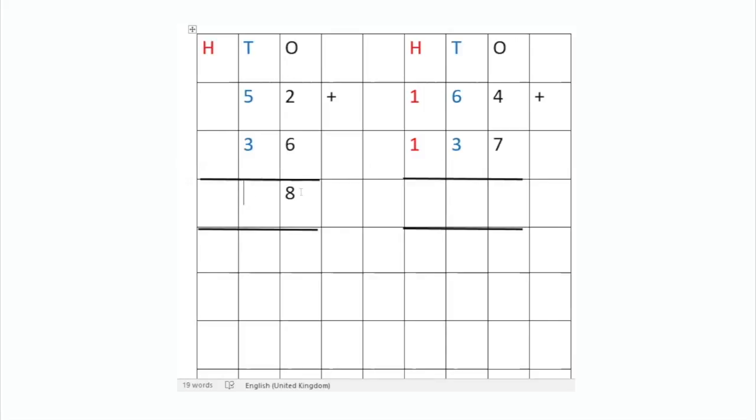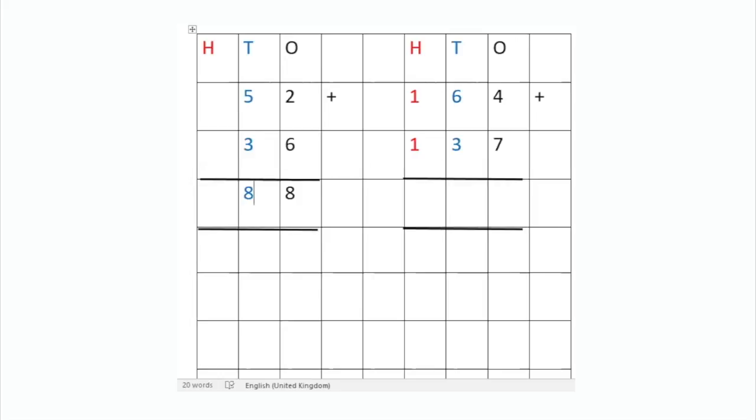Then I'm going to move across, from right to left, and complete my tens column. As you can see in my tens column, I have a 5 and a 3. So all I need to do is add those together. I've done 2 add 6, which gives me 8. So 5 add 3 also gives me 8, which you can see in blue. So we know that 52 add 36 gives us 88.